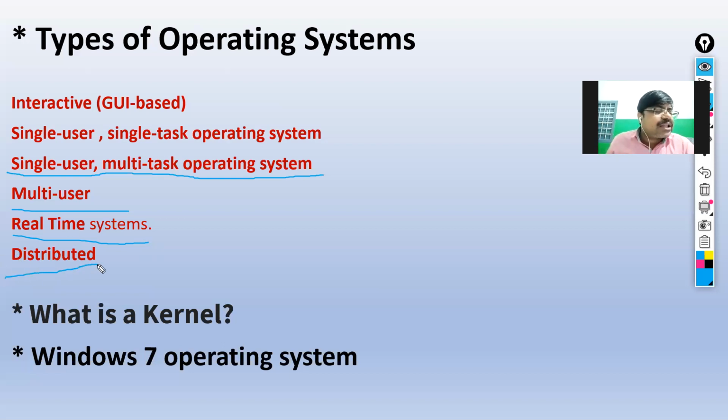And the last one is your distributed operating system. A distributed operating system runs on a set of computers that are interconnected by a network. It combines the different computers in the network into a single integrated computer and storage location. Your Windows, Unix, Linux are examples of distributed operating system.